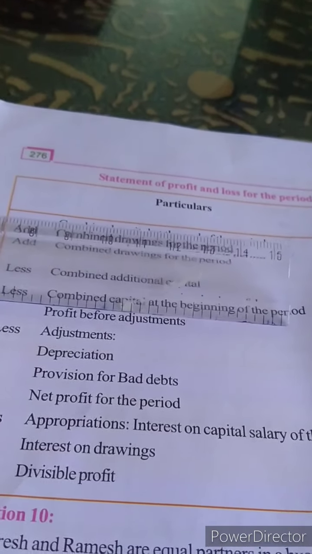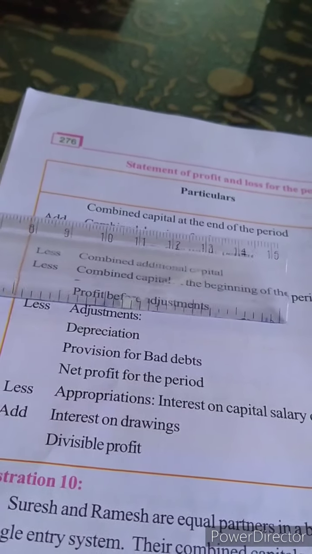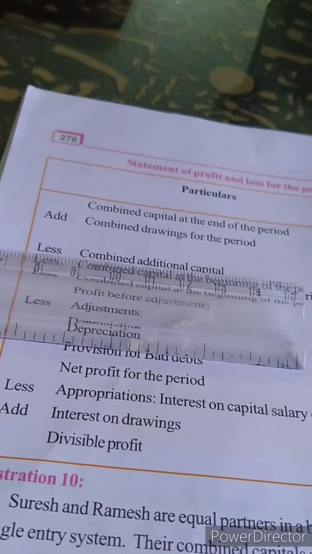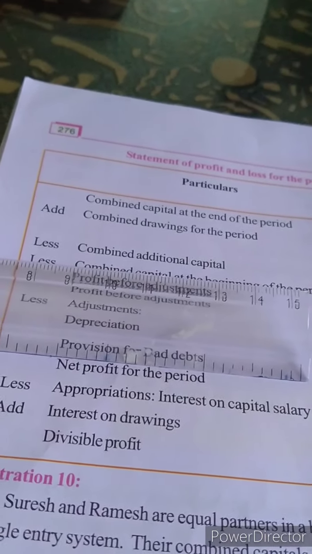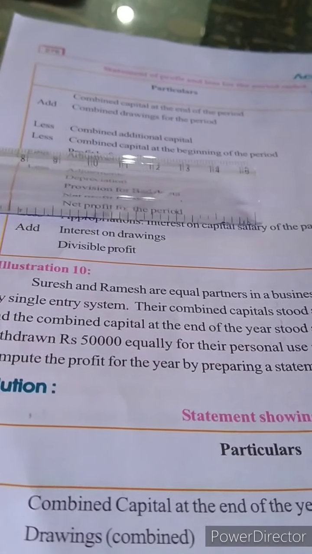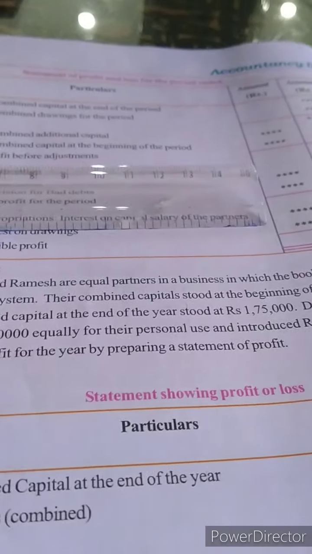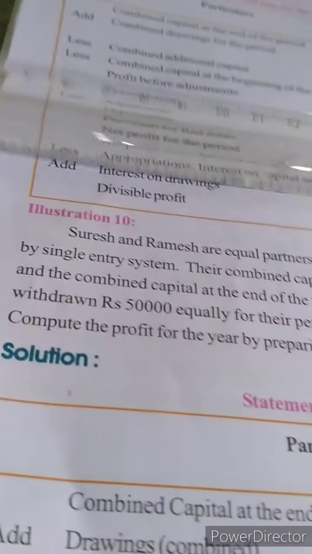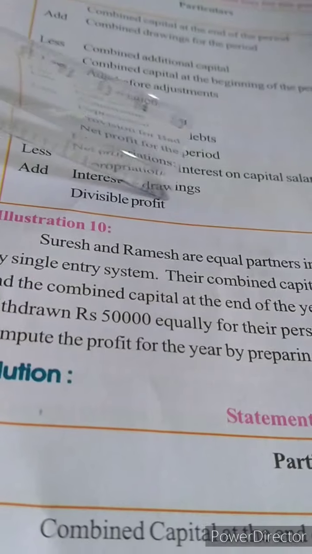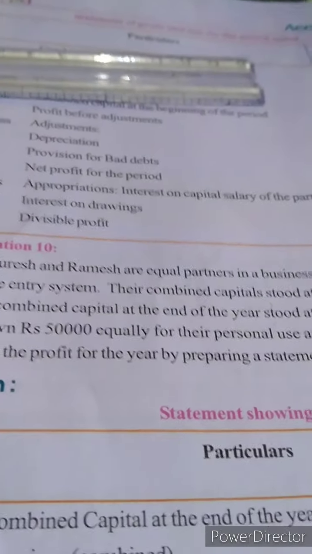Here we'll get profit or loss before the adjustments. Once we deduct the adjustments, which could be depreciation, it could be provision for bad debt, we'll get the net profit for the period. After we get this, any appropriations there are, we'll deduct that, and also if the partners have to pay interest on drawings, that will be added, and finally we'll get the profit which is divisible. So this divisible profit, how actually it is shown, we'll see in illustration 10 and 11. Have a look at illustration number 10.